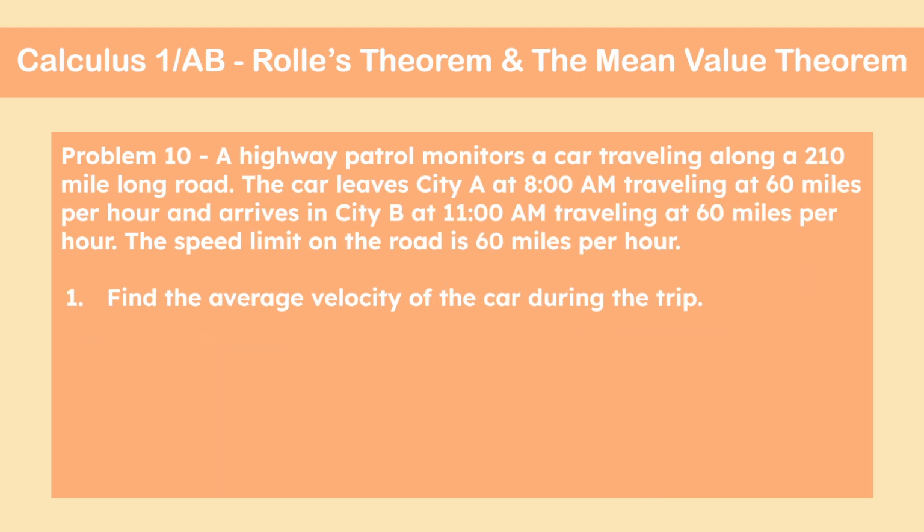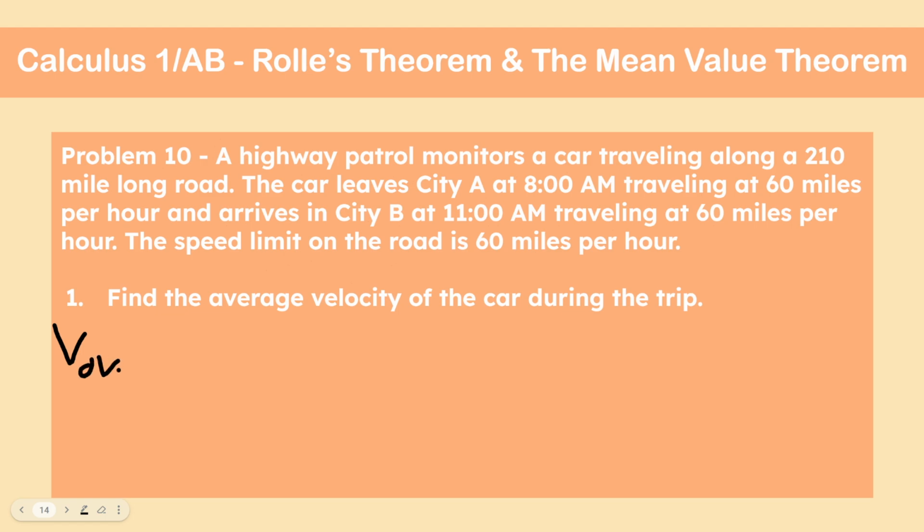Okay, so this is going to be the first part of the last problem. So this says that a highway patrol monitors a car traveling along a 210 mile long road. The car leaves City A at 8 a.m., traveling at 60 miles per hour, and arrives at City B at 11 a.m., traveling at 60 miles per hour. The speed limit on the road is 60 miles per hour. So this is asking us to find the average velocity of the car during the trip.